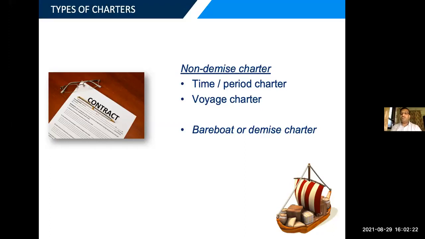In all these forms of charter, there is a contract between two parties. Who are the two parties? The shipowner and the charterer. There is going to be a contract between these two.